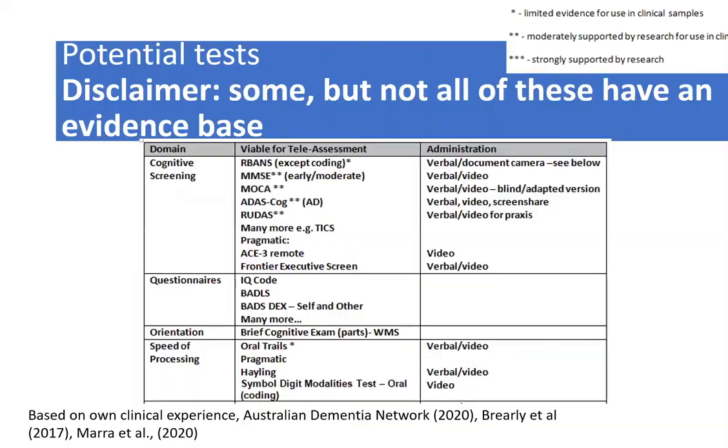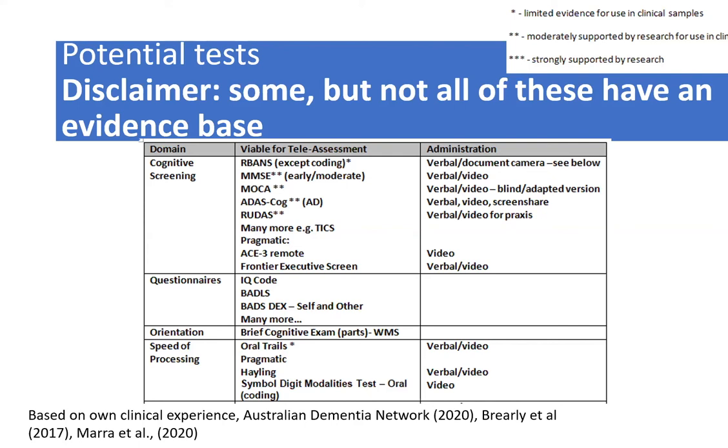Next slide, please. So this is my disclaimer. I've collated these tests and put them into different domains of cognitive functions that they measure or relate to. Not all of this is evidence-based. In fact, a lot of it isn't, so please don't take it as writ. The ones with stars next to them are partially or strongly supported by the evidence we have so far. But the ones that do not have stars by them are just my take on face validity.